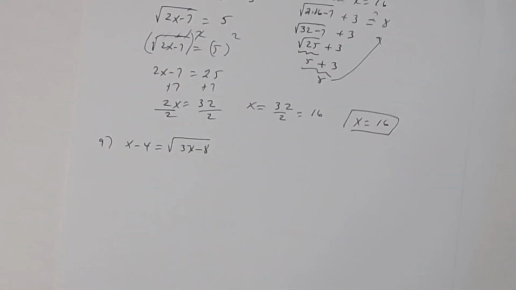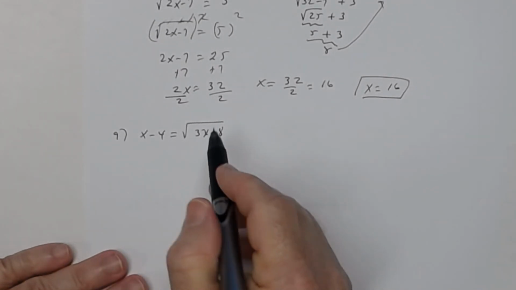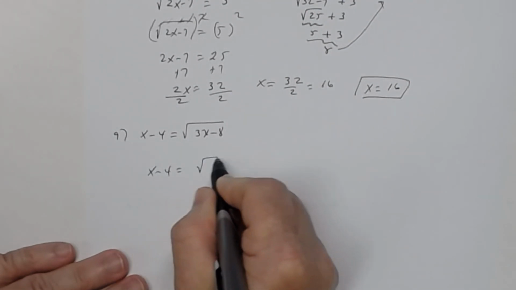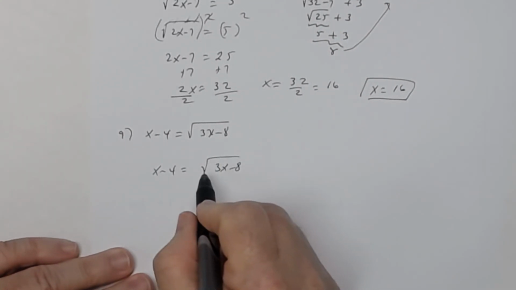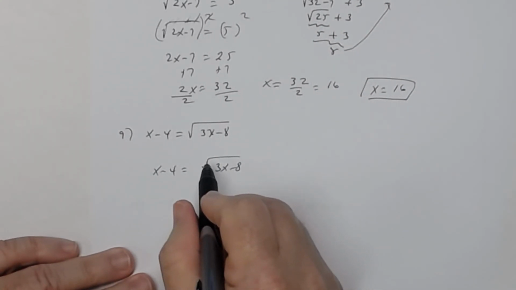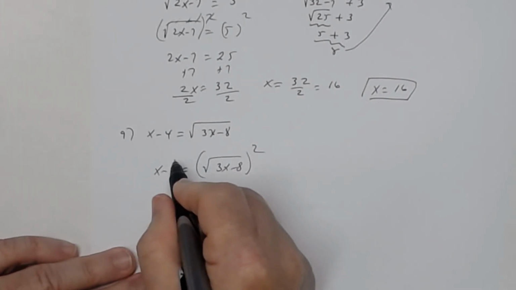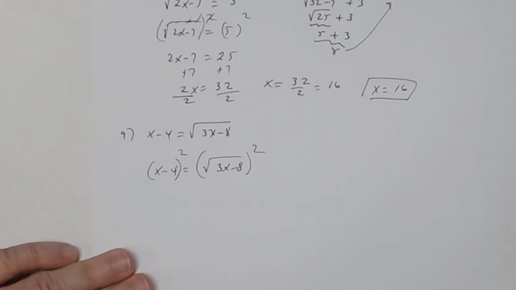Now let's do number 9. Number 9, you're going to have to check for extraneous solutions because there are variables on both sides. Okay, now let me go ahead and rewrite this over. So just like the previous problem, you want to get the square root by itself, and it already is, and then you want to get rid of the square root. To get rid of the square root, you're going to square both sides. Notice that on the left-hand side, I'm going to put all this in parentheses, and I'm going to square it.